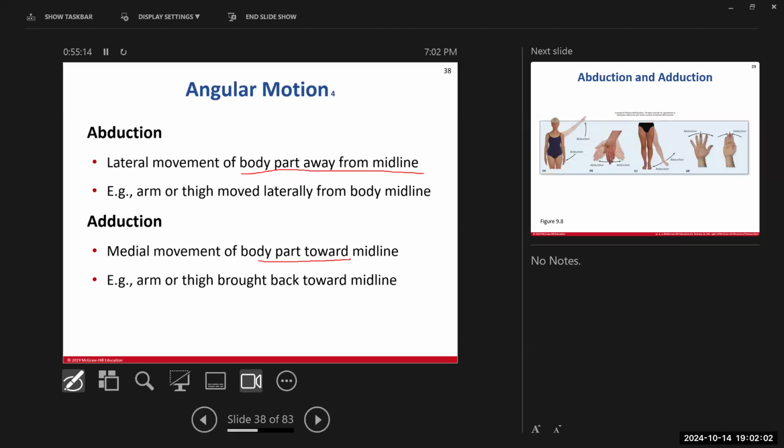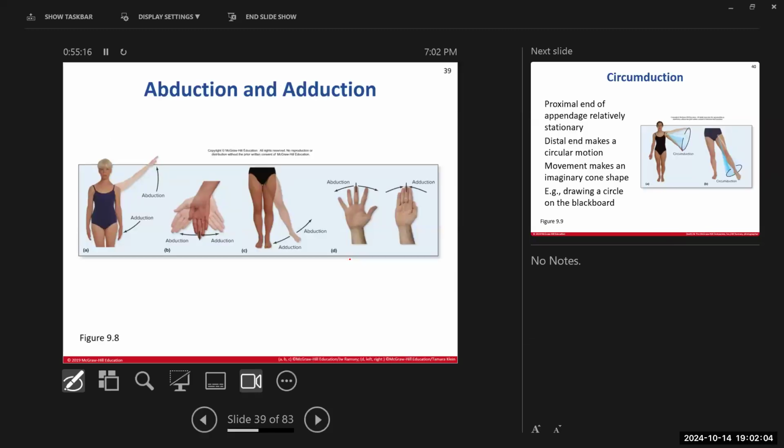All right, so check it out. Here's that lady. She's doing abduction. She is lifting her shoulder away. Her arm goes out and away. That's AB or abduction. When we ask her to bring her arm back down to your side, that's adduction.